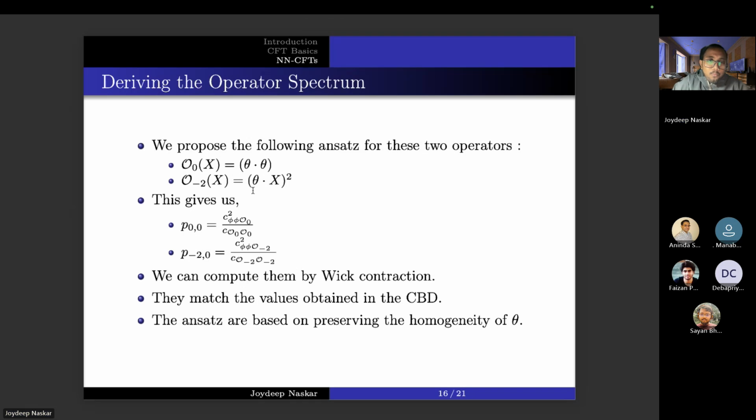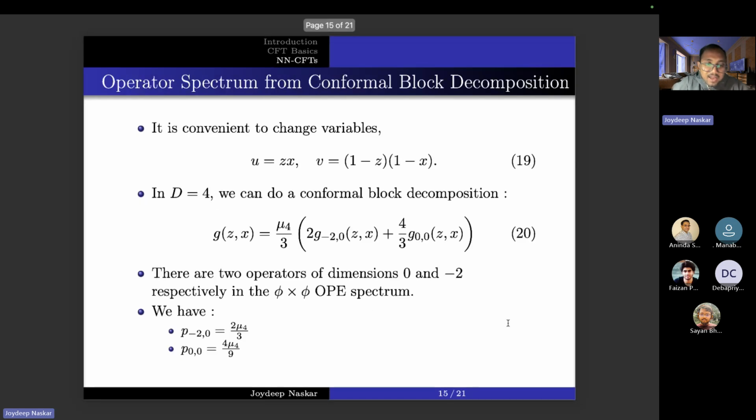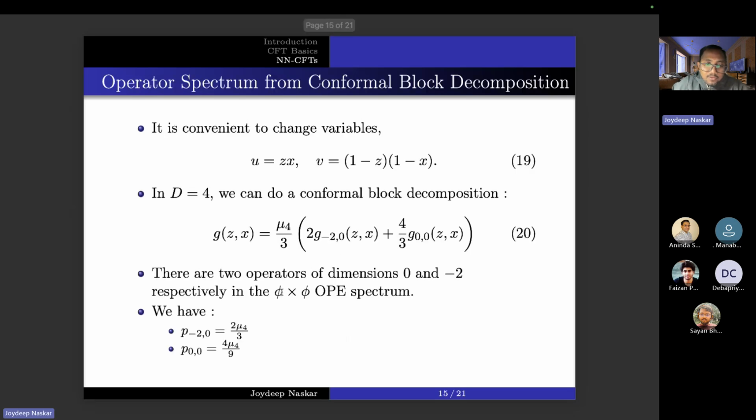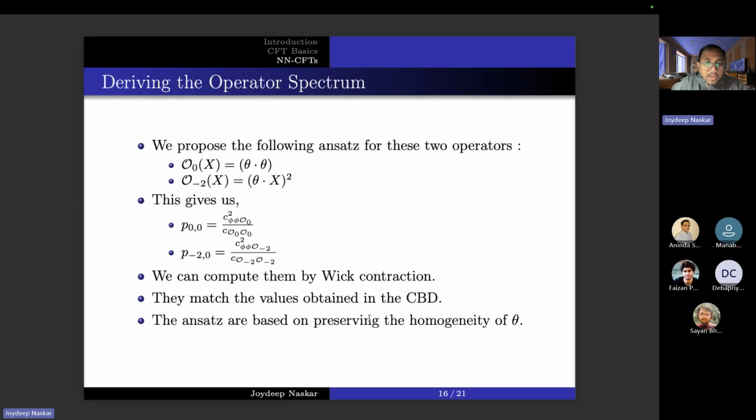So why does this ansatz work, and why did I choose them? I chose them preserving the homogeneity of theta. So what I mean is that you had one phi here. So this phi looked like theta dot x. So there was a theta here. And this had a phi. It had a theta there. So there are two thetas. So any operator that appears on the right hand side should also have two thetas, irrespective of their scaling dimensions, and that's what we did there, and it matches.